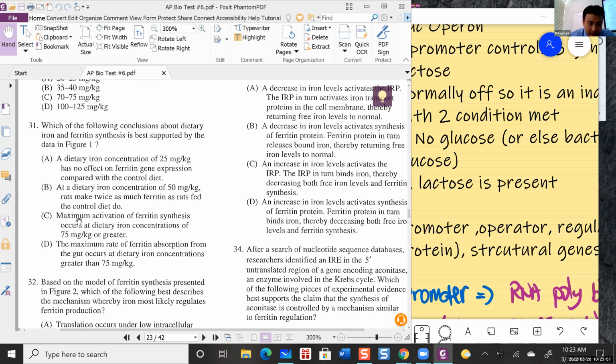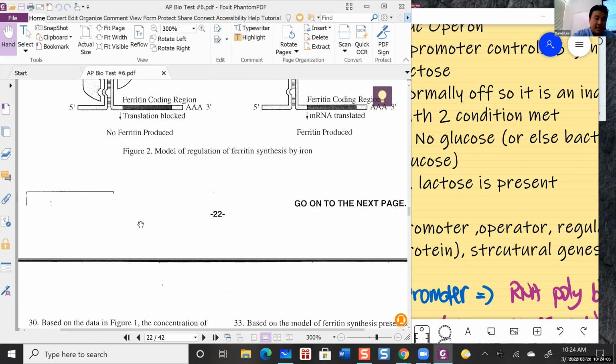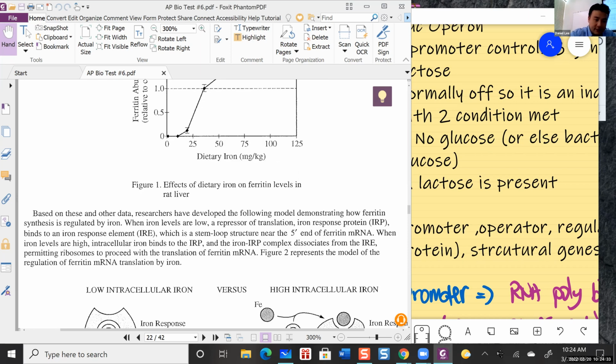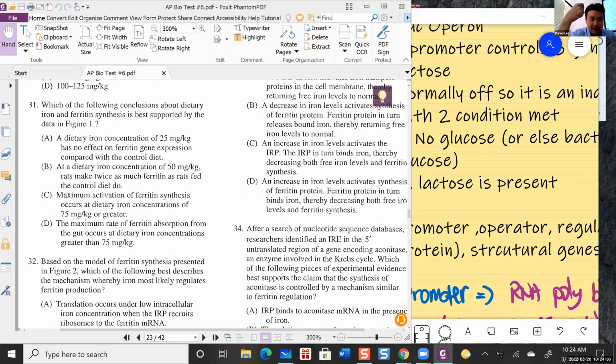Okay. C says iron concentration 75 or greater. That looks right. C is the answer. Look, 75 or greater, right here. Seems like you have the maximum ferritin synthesis. So this seems to be the best level. About 75 seems to be the best level to maximize the ferritin production. And it seems like if you keep adding iron, it's not helping. It's kind of plateauing or even going down. We don't know. Okay, that's the answer. All right. So we have 2 questions. They both require data analysis.